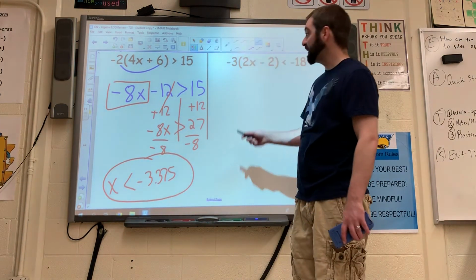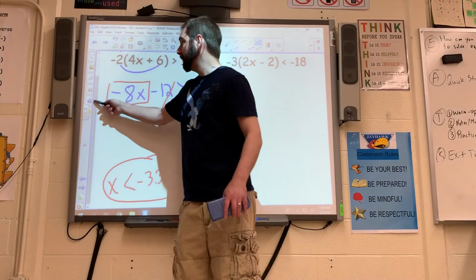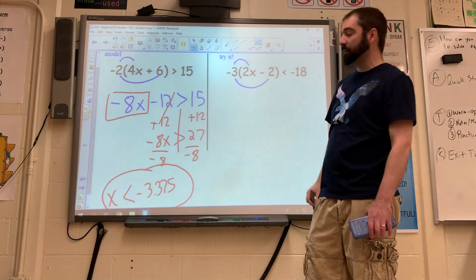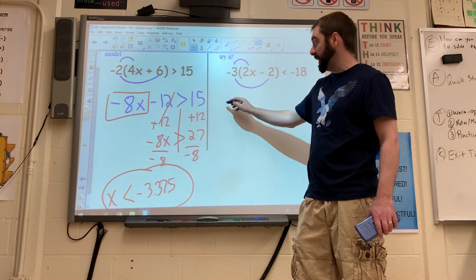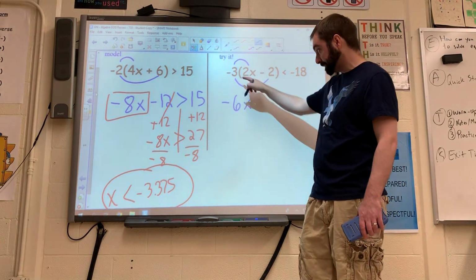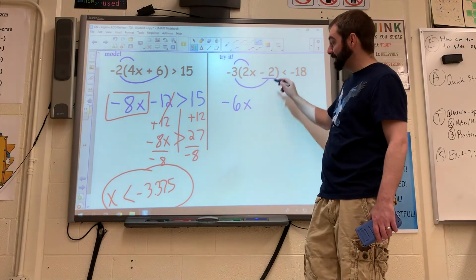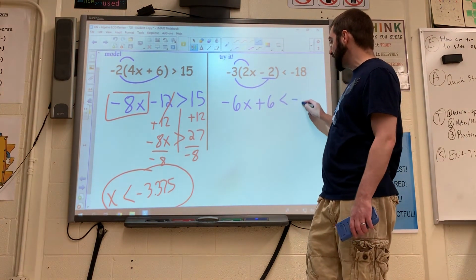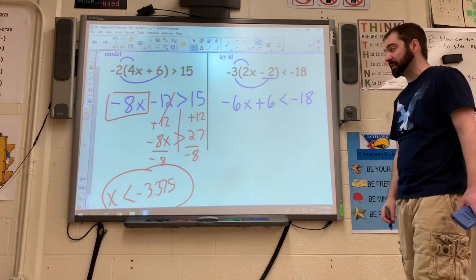All right, second one, once you're ready. Again, first step, over, under, we got to make sure that we set up the problem correctly. Negative 3 times 2x is negative 6x. Negative 3 times negative 2 is positive 6. Again, I'm dropping down the inequality sign and the constant side.